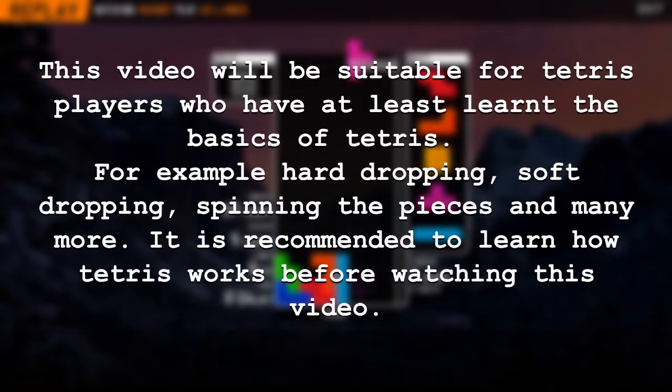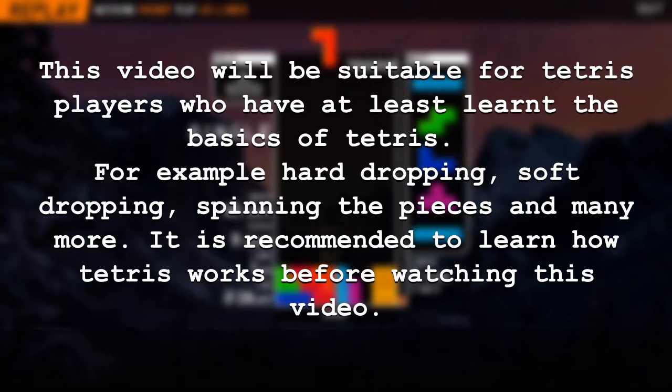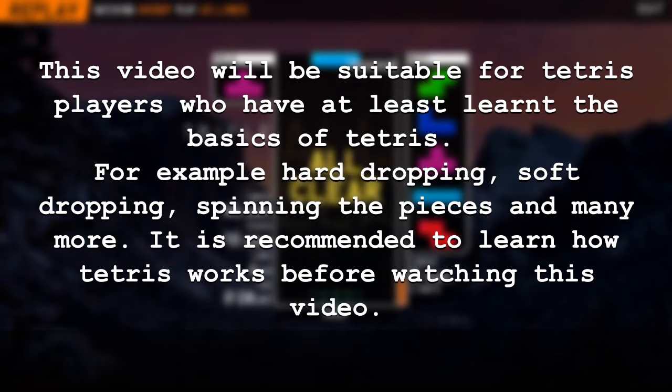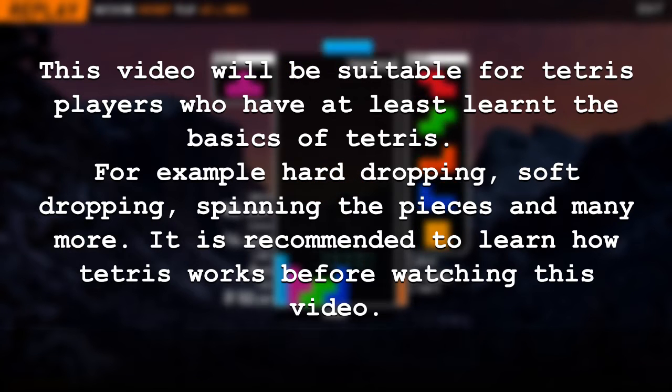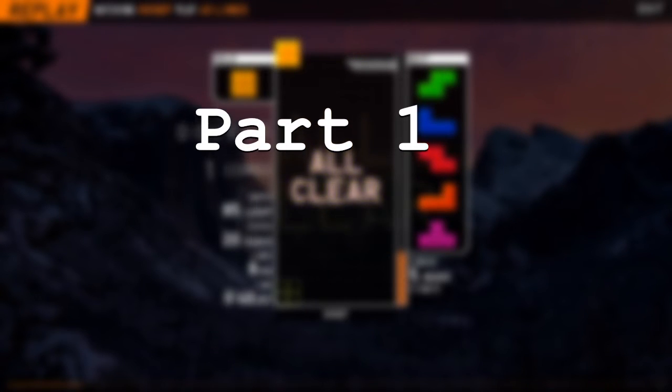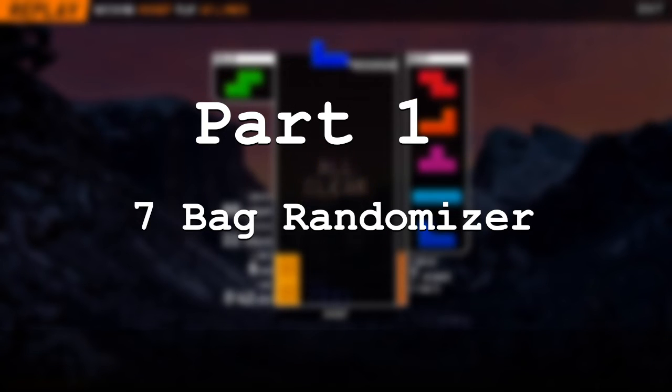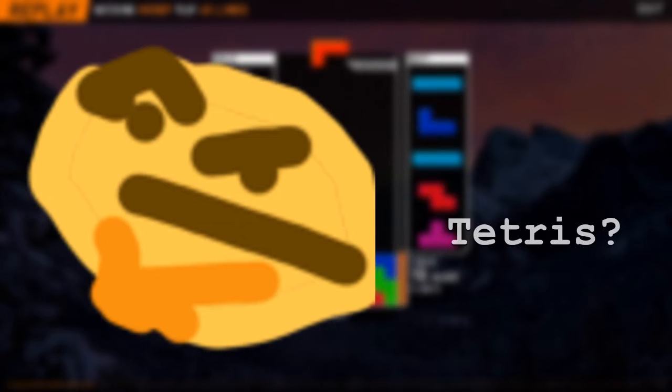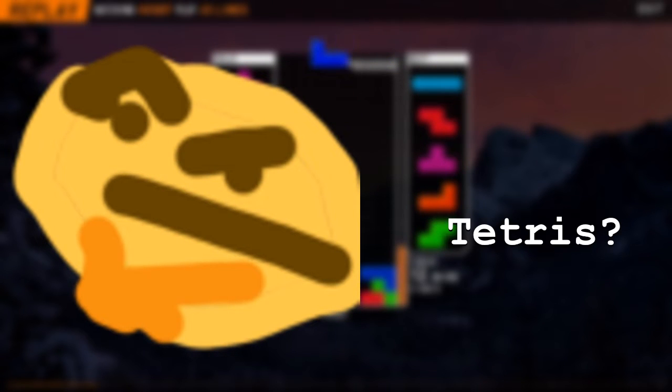This video will be suitable for Tetris players who have at least learned the basics of Tetris, for example, hard dropping, soft dropping, spinning the pieces, and many more. It is recommended to learn how Tetris works before watching this video. I am sure most of you watching this video have probably already played Tetris before.